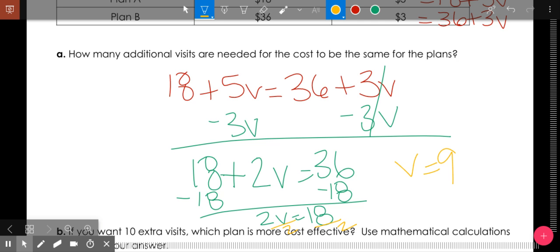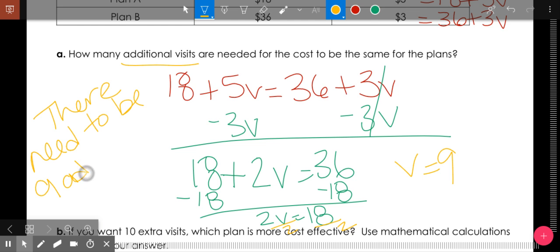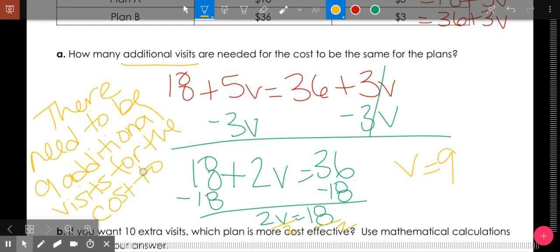So if we write our sentence, there need to be 9 additional, because it's asking for additional visits, for the cost to be the same. So that is our sentence for that problem.